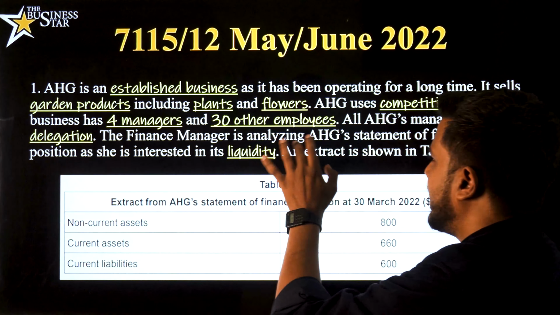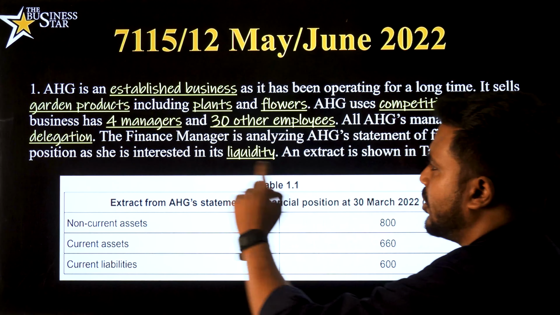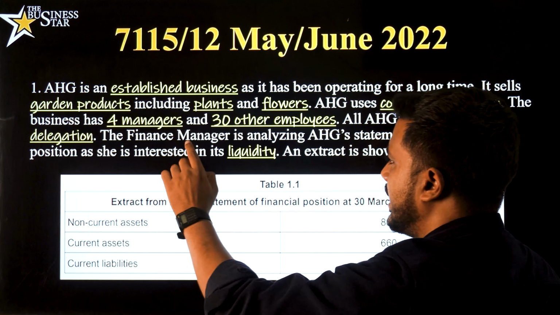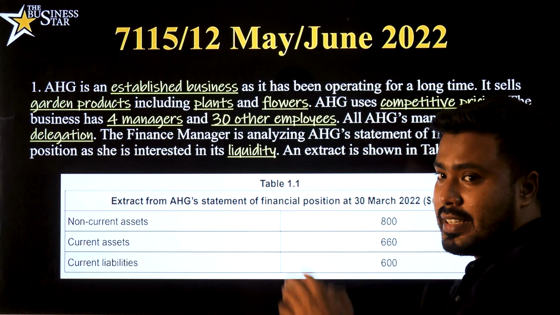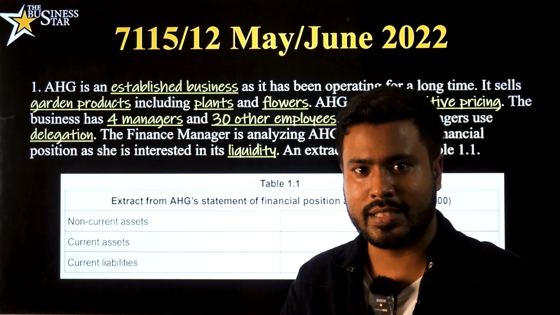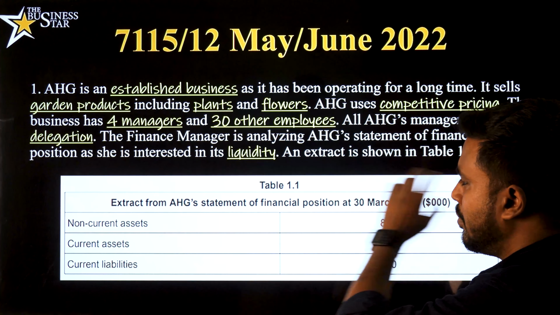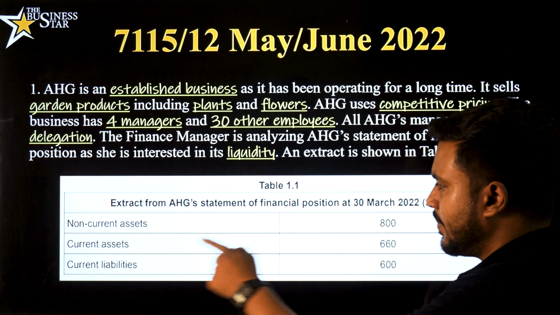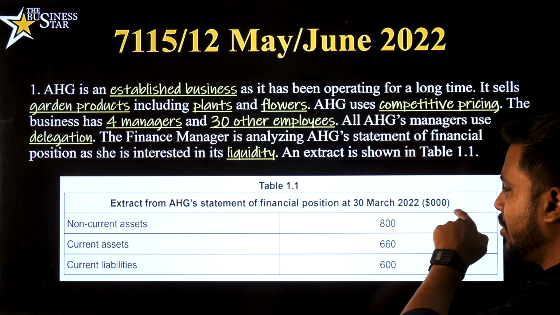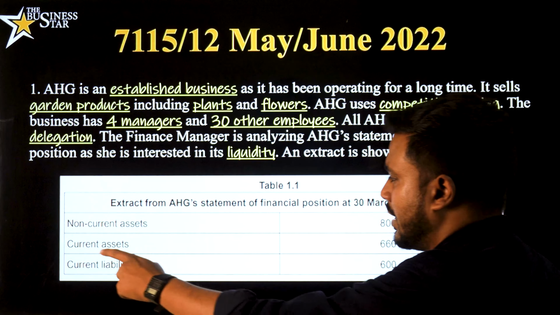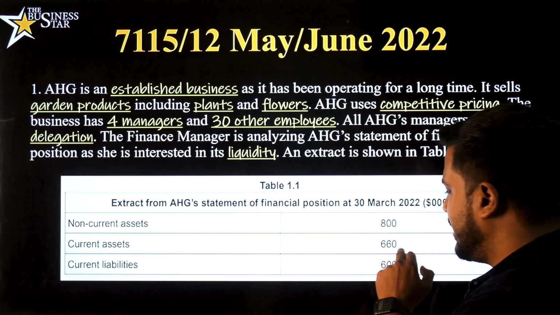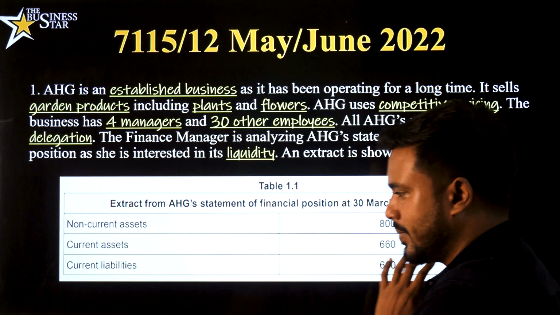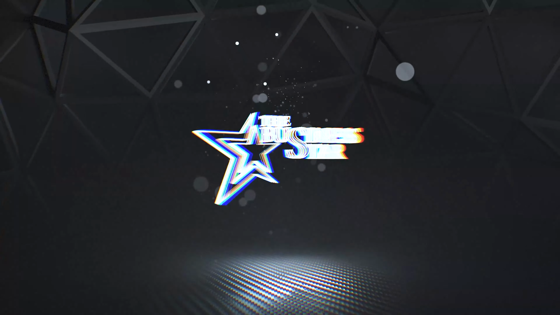The finance manager is analyzing AHG's statement of financial position as she is interested in its liquidity. So liquidity is the ability to pay your short-term debts. An extract is also given in table 1.1. Non-current assets, which are also known as fixed assets, 800. And there are also 3 other zeros, which means 800,000. And current assets 660, current liabilities 600. Okay, so let's move on to the first question.